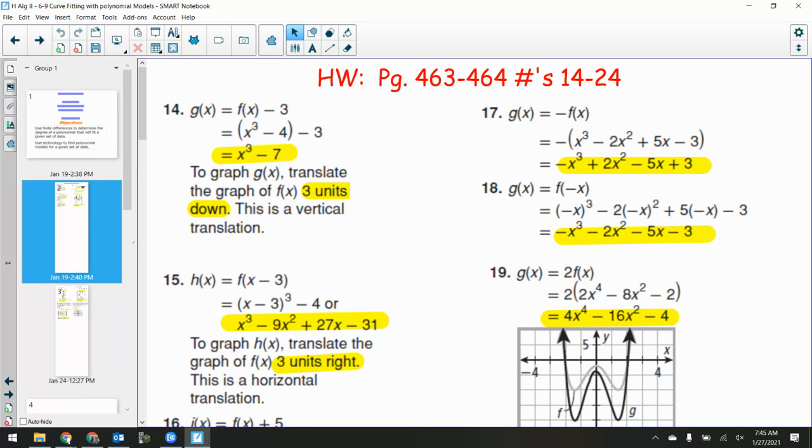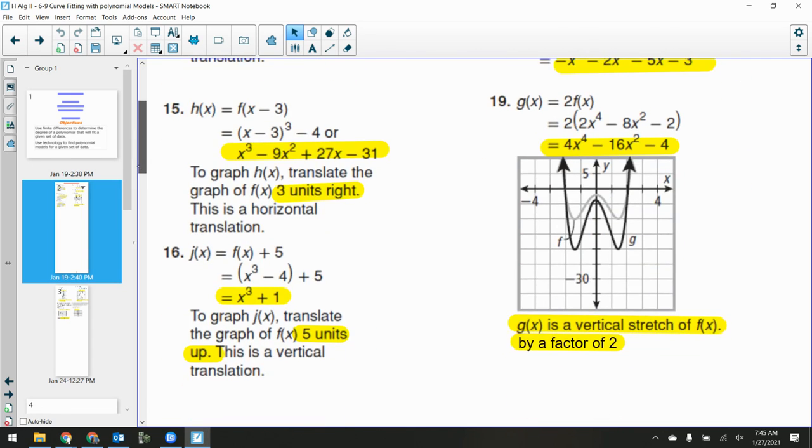Number 14 is x to the third minus 7. Just subtract the 3 down there at the end. Number 15 is minus 4, so just subtract the 4. No, I lied. That's a right 3, excuse me, a right 3. So you're going to FOIL that out and then subtract the 4.